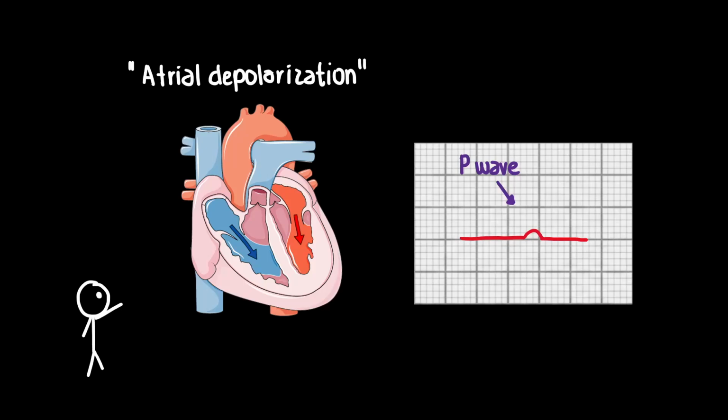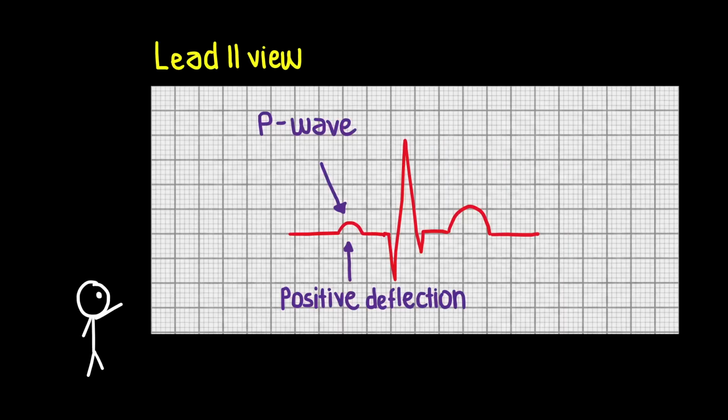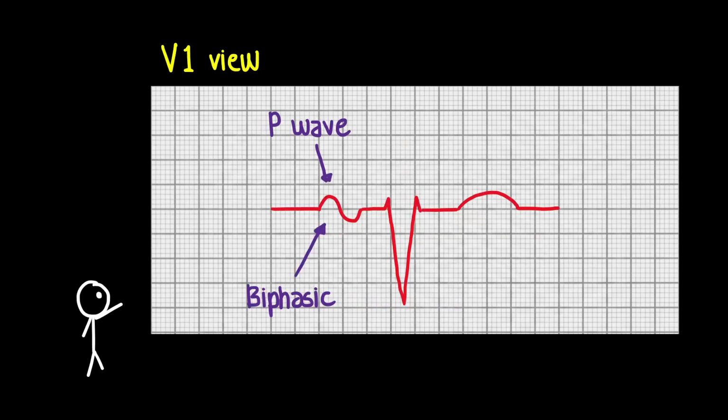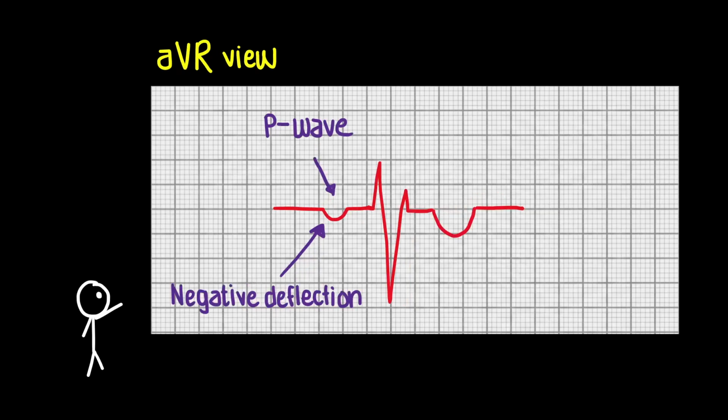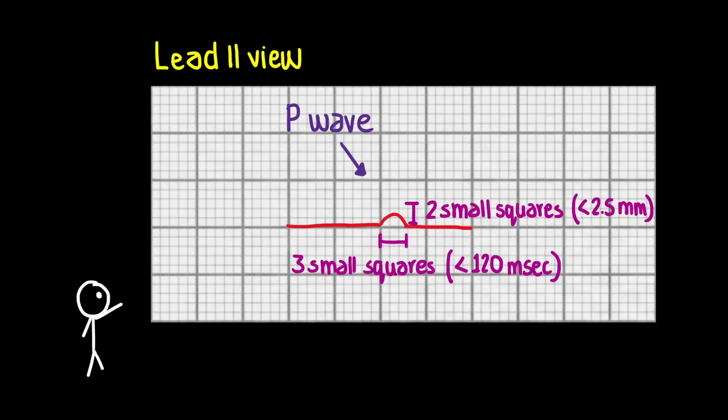The P wave is the electrical signature of atrial depolarization. It is a positive deflection in lead 2, a biphasic deflection in V1, and a negative deflection in AVR. The normal measurements of a P wave are 2 small squares tall or less than 2.5 millimeter and 3 small squares wide or less than 120 milliseconds.